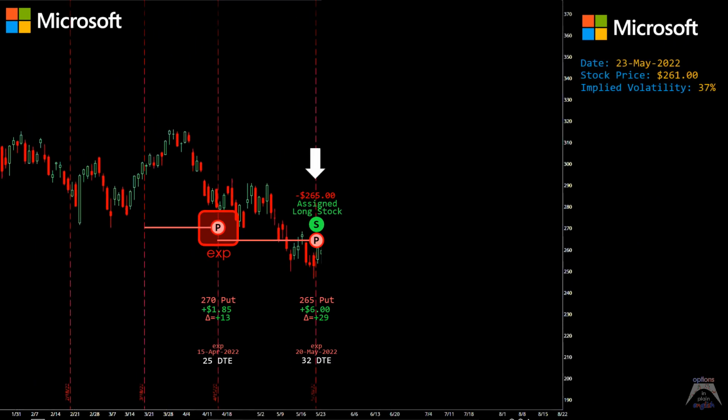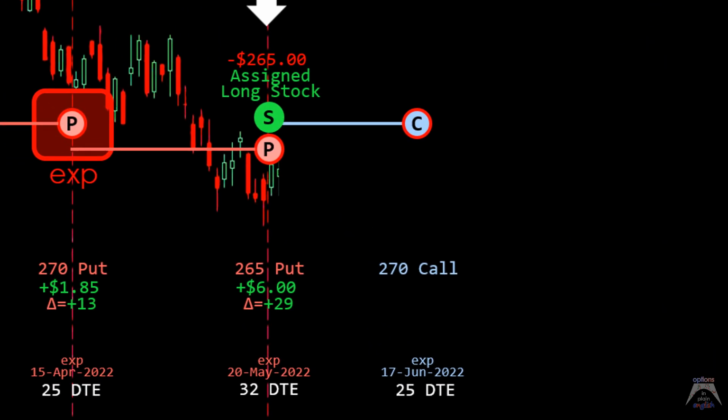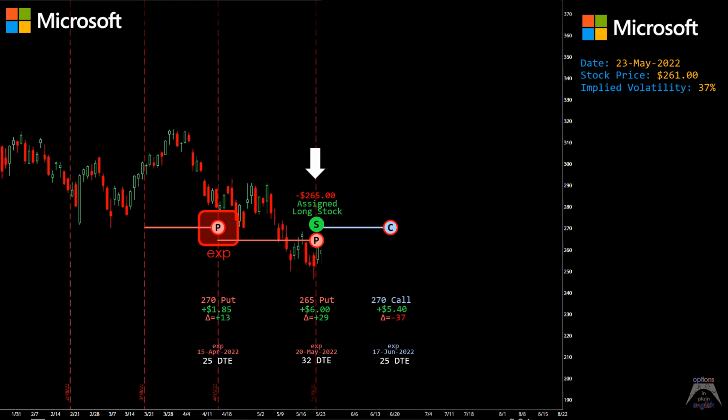On the first trading day after expiration, Microsoft is now trading at $261, so we continue on with our wheel trade, by selling the June 270 call with 25 days to expiration. This call has a delta of -37, and we receive $540 for it. This leaves us now with the June 270 covered call position on Microsoft.